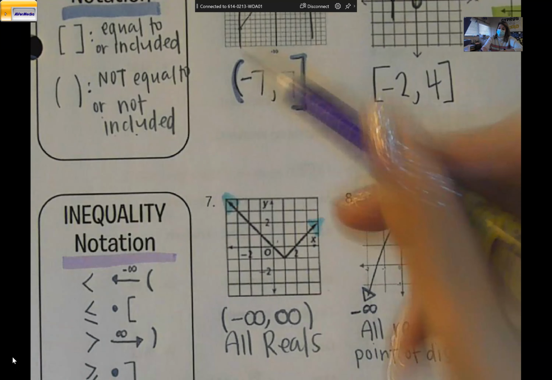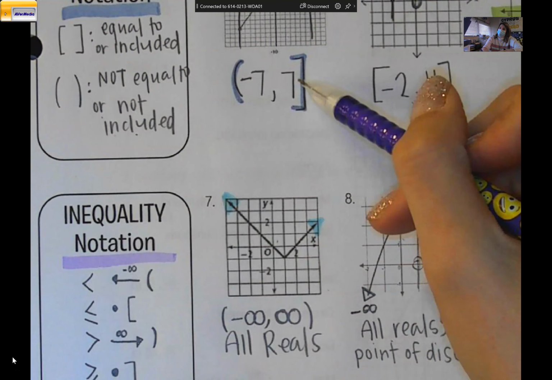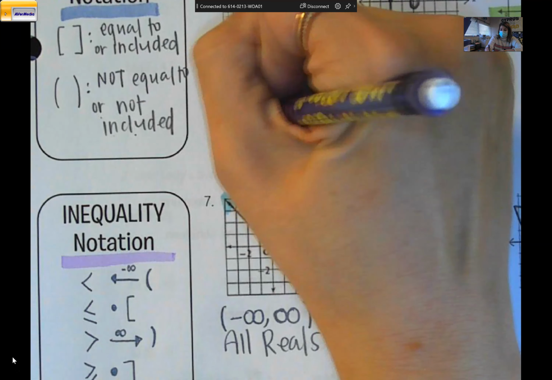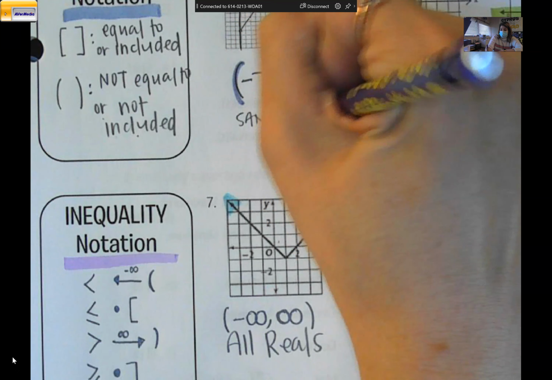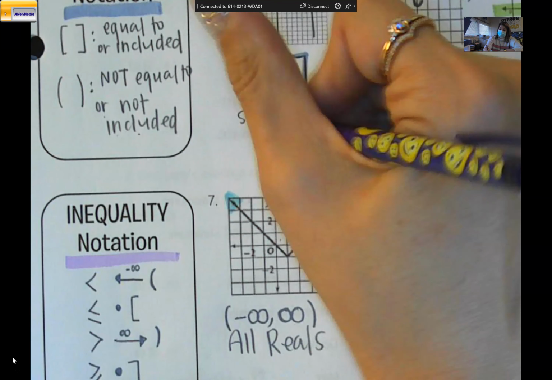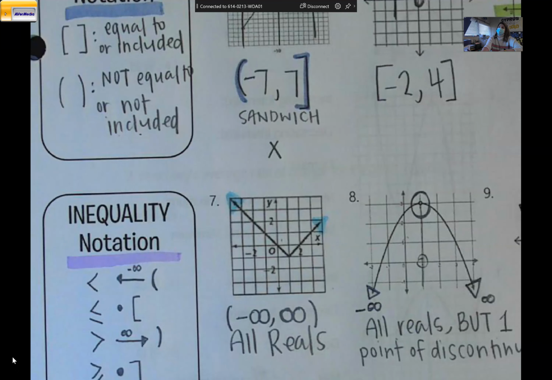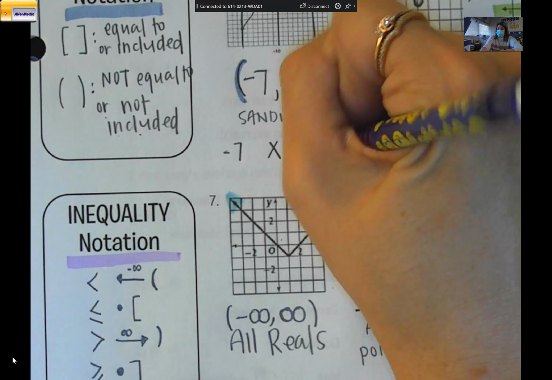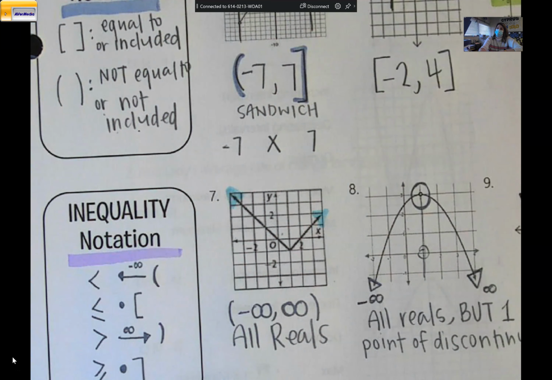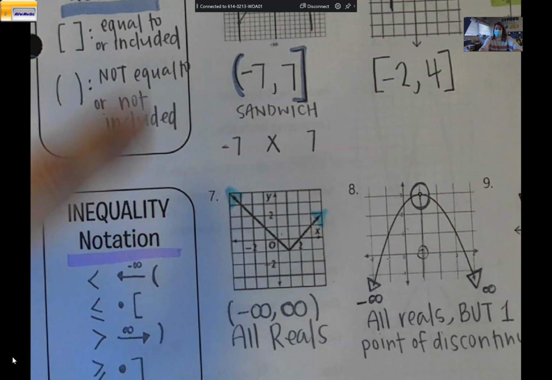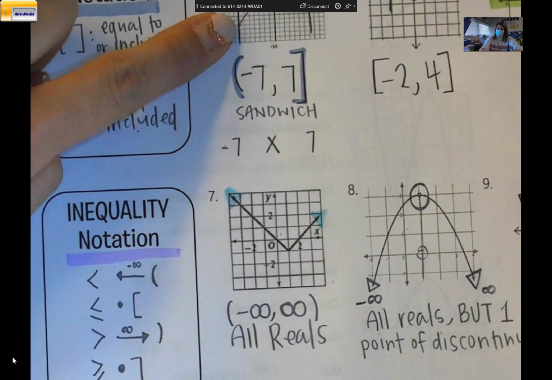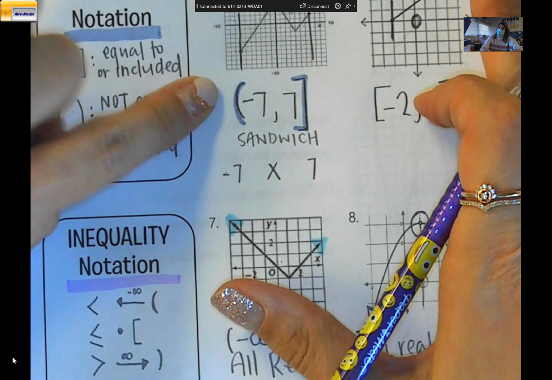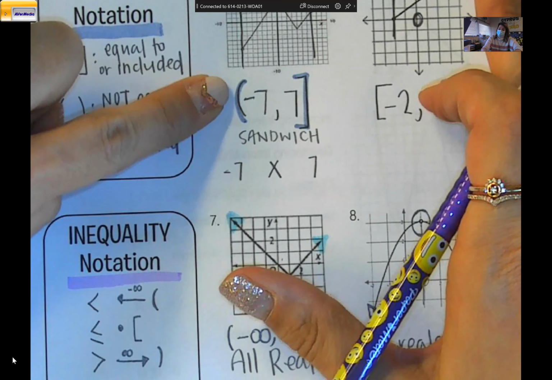So we're going to start here at the negative 7, 7. If there are two numbers, it's a sandwich. So what do I mean by that? You're going to put x in the middle, negative 7 on the left, positive 7 on the right. Then we fill in our symbols. If I look up at the graph, it's an open point. If I look at my interval notation, it's a parenthesis.